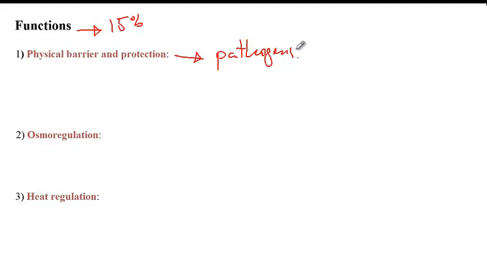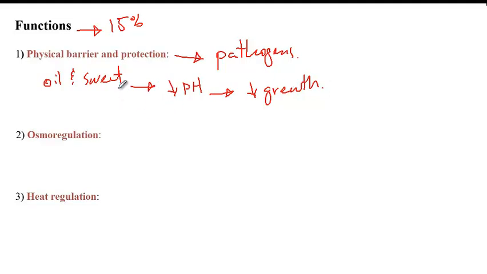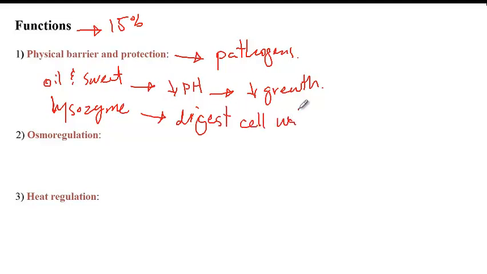In addition, there are oil and sweat glands that are secreted by the skin that will decrease pH of the skin surface, as a consequence of which it would inhibit growth of pathogens. And then finally, the sweat also contains the enzyme called lysozyme, which digests bacterial cell wall. So digest cell wall of the bacterium, and again that's another mode of providing protection against pathogens.